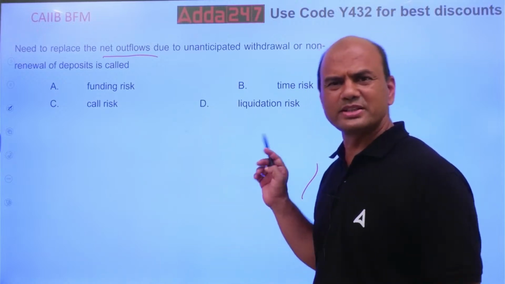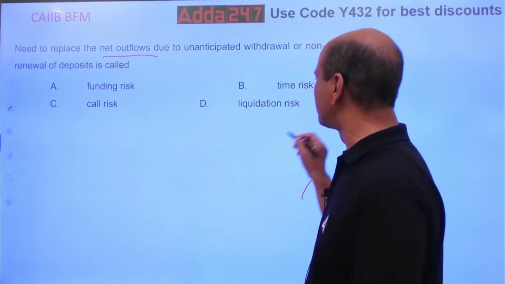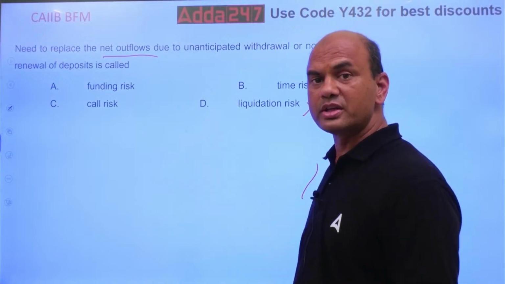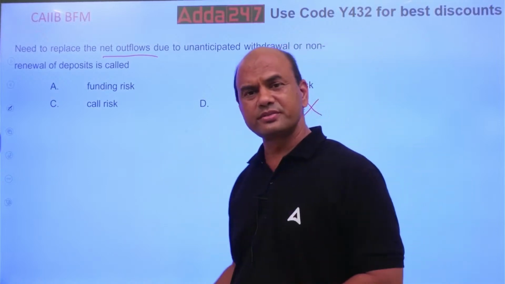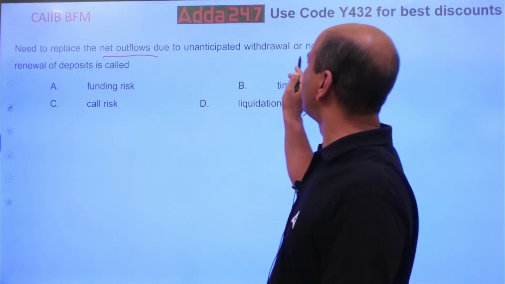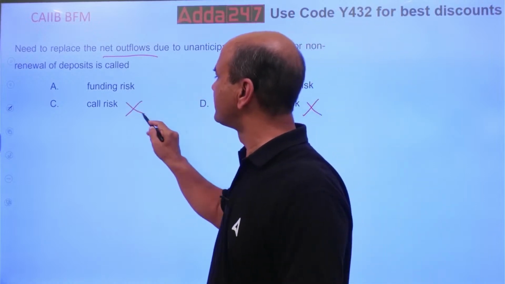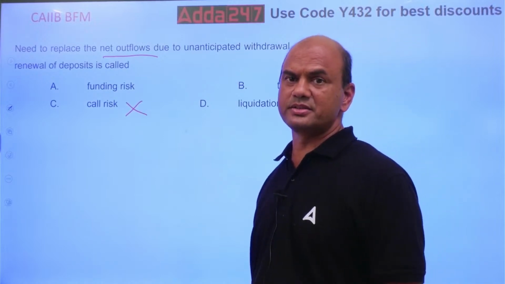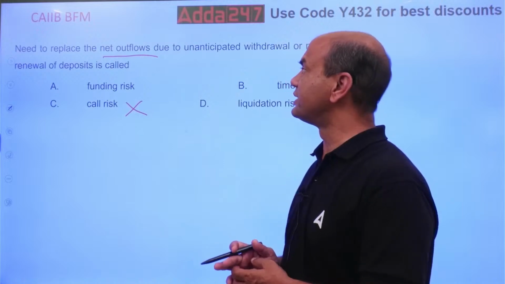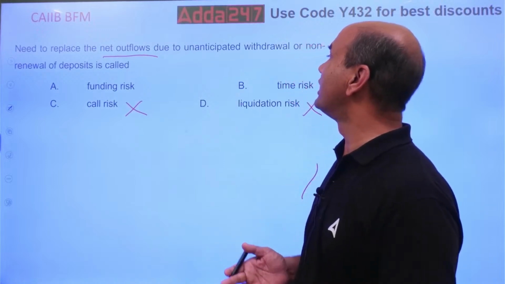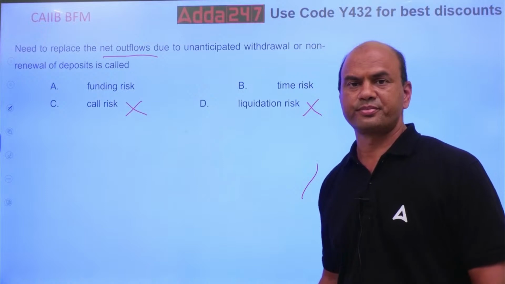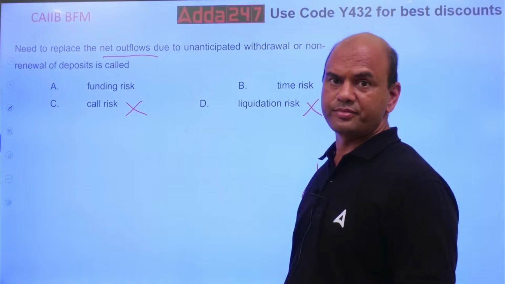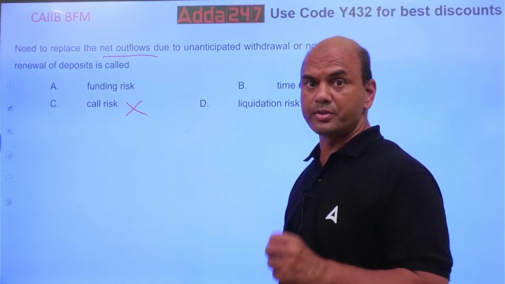Liquidation is out. Liquidation means I am not able to sell my bonds. That is totally out. Call means what? Call risk. Again, it's related to bonds. Are we talking of bonds here? No. We are talking of deposits. So funding and time risk remain. What will I face? Net outflows due to unanticipated withdrawals. Which one is more appropriate over here?